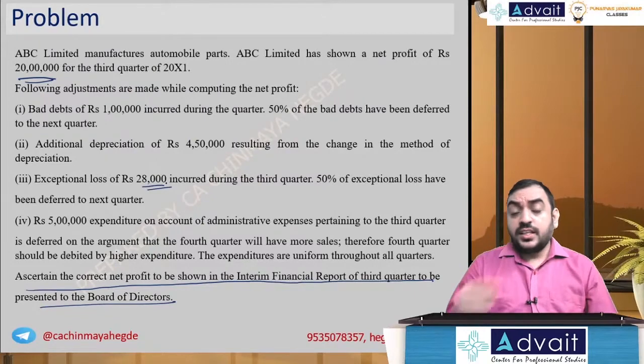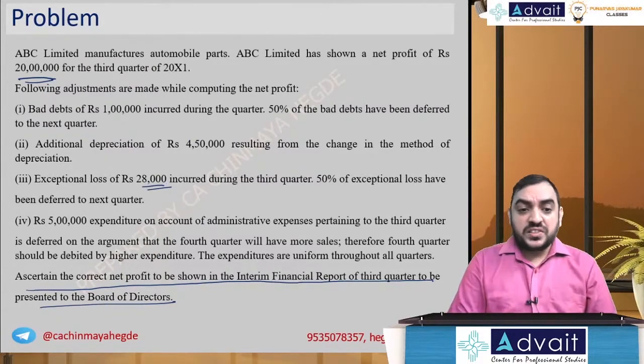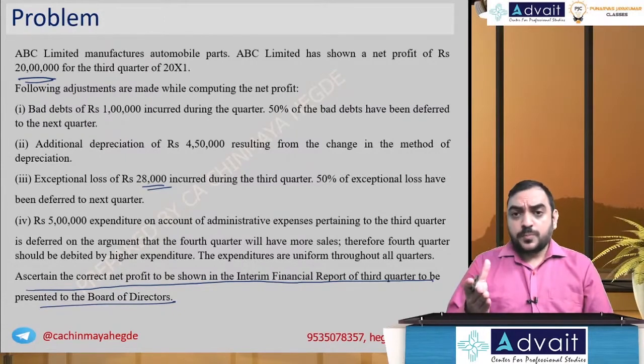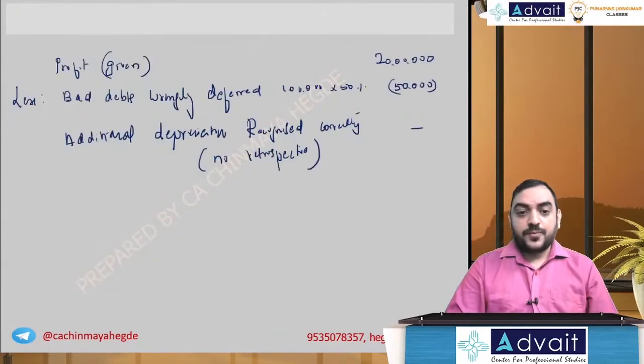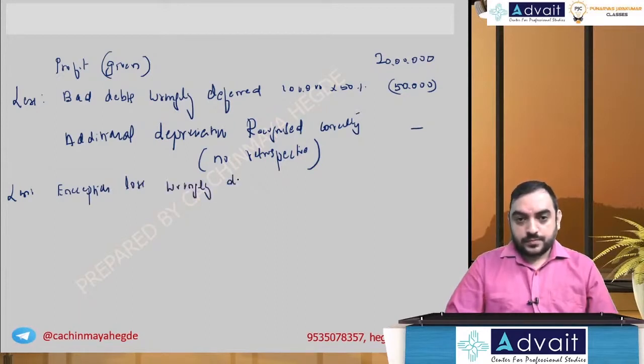Exceptional loss of 28,000 incurred during the third quarter. 50% of the exceptional losses have been deferred to next quarter. Again, exceptional losses cannot be recognized as a proportionate amount. Only normal expenses like rent, salary can be recognized proportionately. Exceptional losses are to be recognized immediately. So it's wrong to defer it. So we will recognize the expense now itself. So less exceptional loss wrongly deferred, 28,000 into 50%, 14,000.